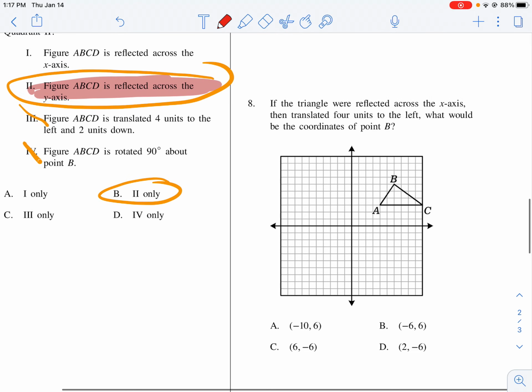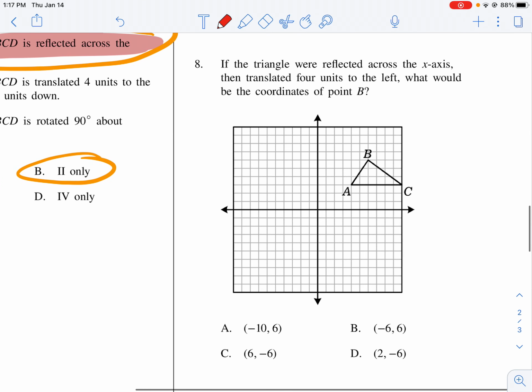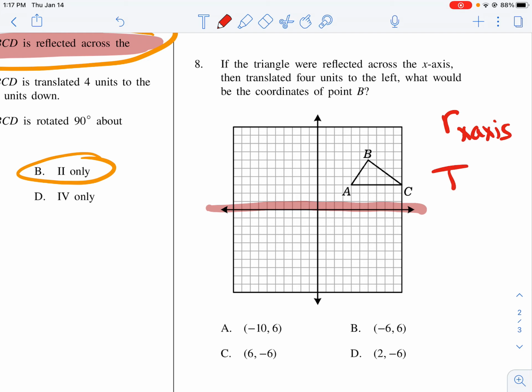Question 8. If the triangle were reflected across the x-axis, so let me just highlight that, and then translated 4 units to the left. So let me just review with you guys how to write that. Reflected over the x-axis, translated to the left. If you're translating to the left, you're only changing the x value, so that would be -4. And then we can't go anywhere else, so we're not going up or down, that's going to be 0. So let's move sort of 1 point at a time.